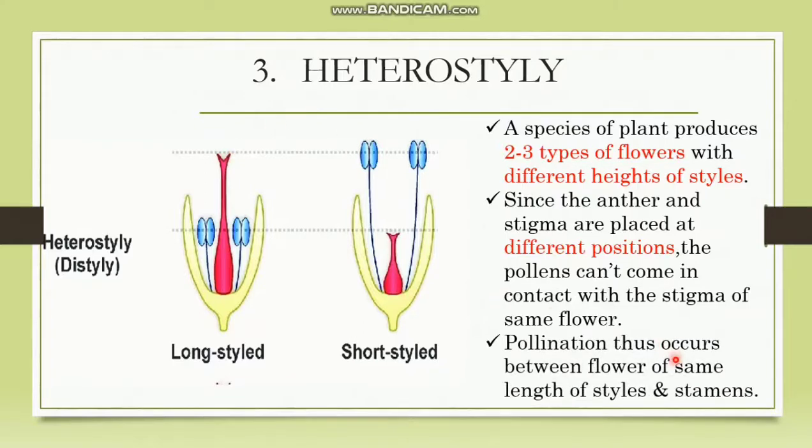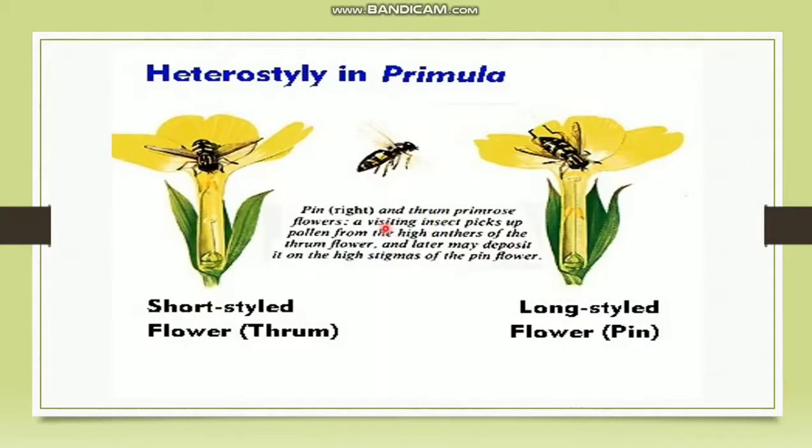Pollination thus occurs between the flowers having the same length of style and stamen. The pollen of this particular flower will pollinate the long-style flower, and the short-style flower will be pollinated by the stamens of the long-styled flower. So this is another mechanism for ensuring cross-pollination. Here you can see primula. It also shows heterostyly. This one is the flower with a short style, and this one is the flower having a long style.